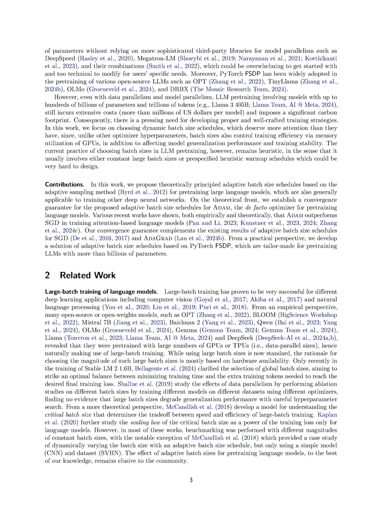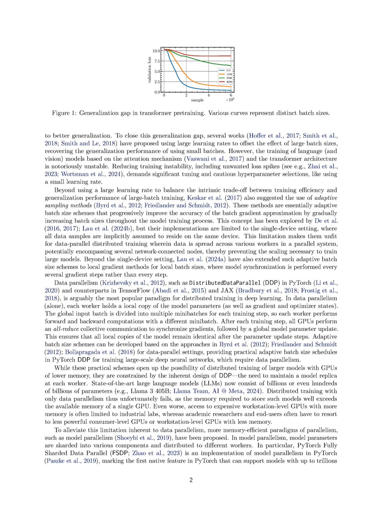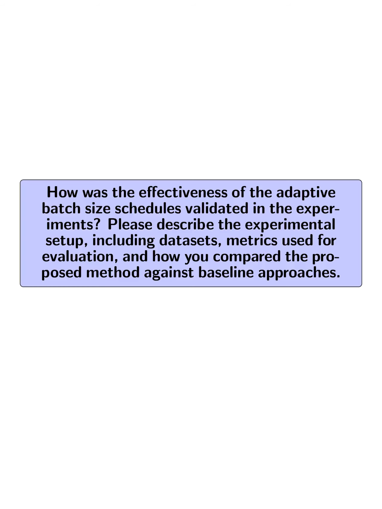Additionally, the proposed schedules are grounded in a convergence guarantee for the Adam optimizer, which complements existing results for other optimizers, thereby providing a theoretically principled framework for training. Overall, these adaptive methods not only stabilize training, but also leverage available computational resources more effectively, leading to a more efficient training process. How was the effectiveness of the adaptive batch size schedules validated in the experiments?